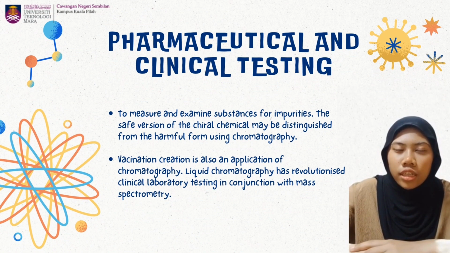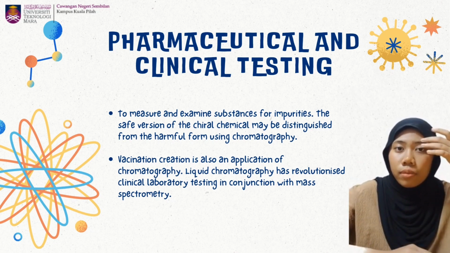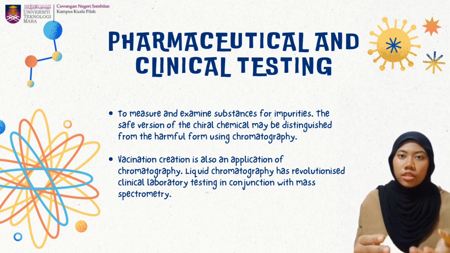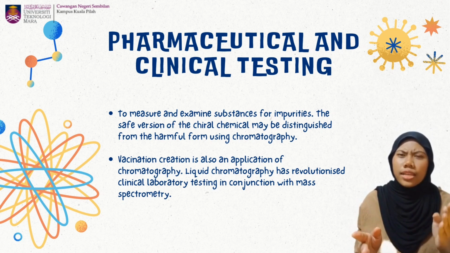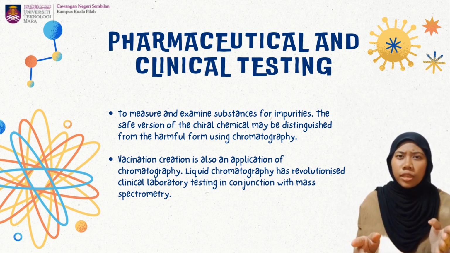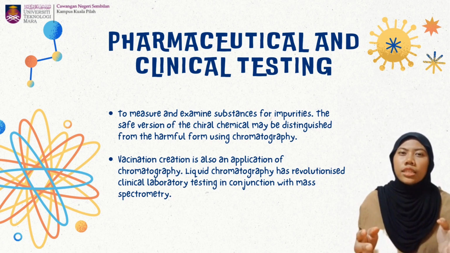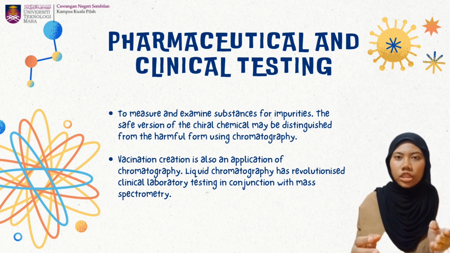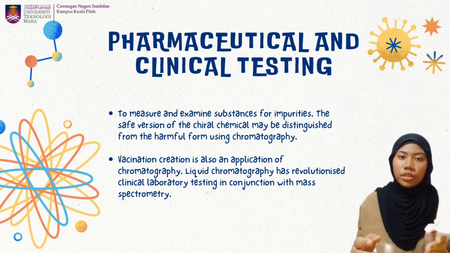Second is pharmaceutical and clinical tests. Chromatography is used by pharmaceutical businesses to measure and examine substances for impurities. For instance, chiral substances have two distinct forms as a result of the tiny spatial variation of their atoms. There is evidence that some chiral chemicals can be harmful. The safe version of the chiral chemical may be distinguished from the harmful one using chromatography.